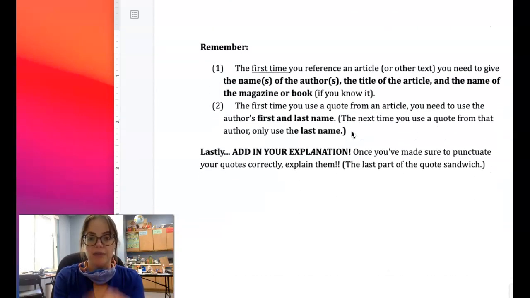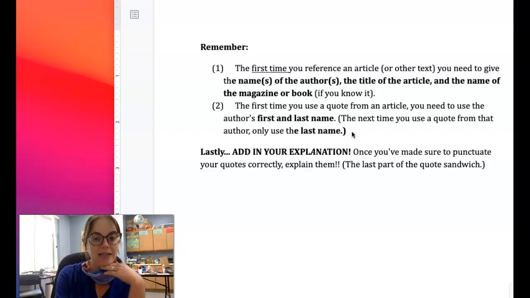All right, so some reminders. The first time you reference an article or other text, you need to give the name or names of the author or authors, the title of the article, and the name of the magazine or book if you know it. Okay, so this is citing your source. Okay, not just putting a citation at the end of your paper, but actually telling me which parts of your writing came from what. Okay. The first time you use a quote from an article, you need to use the author's first and last name. The next time you use a quote from that author, you can just use the last name.